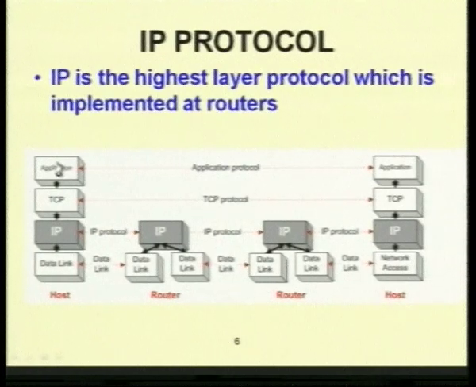So, typically we know how data flows, right. So, it starts off from the application through all these layers, through the data link here up to the IP. This is where the routing decisions are taken, then again through the next data link layer and so on until we come to the final destination.